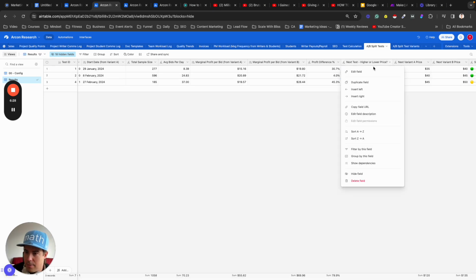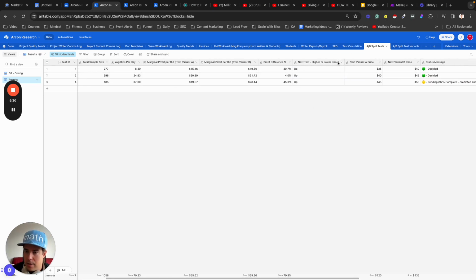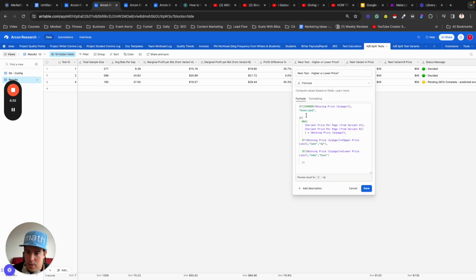And then I have another formula here to determine whether the price should go up, stay the same, go down, or is undecided. This is really simple. If the maximum of the variant price is the winning price, so if the higher price is winning, we go up, and if the lower price is winning, we go down. And if we hit the maximum upper price limit or the lower price limit, we stay the same.